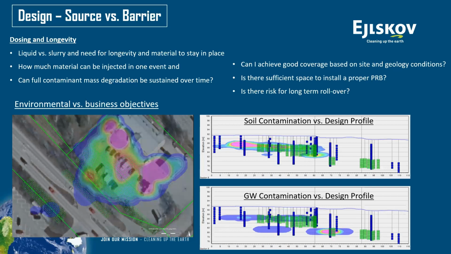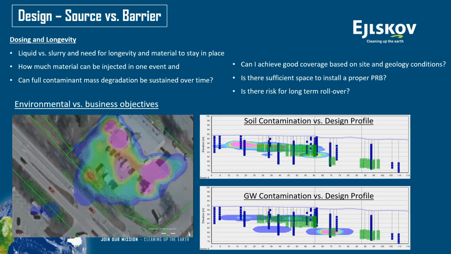So can I get good coverage of where my contaminant is located? What does the geology look like? Do I have enough space to install a PRB if that's needed? Would I have a risk that something will stall my degradation or treatment process, and there could be a risk of a rollover effect? So all those things have to be taken into account.